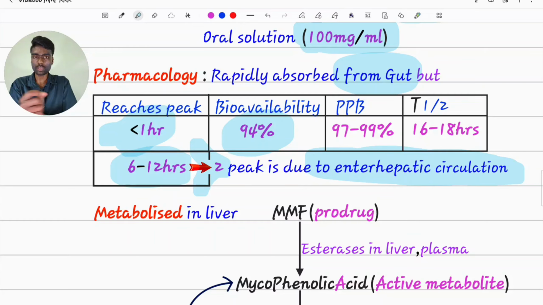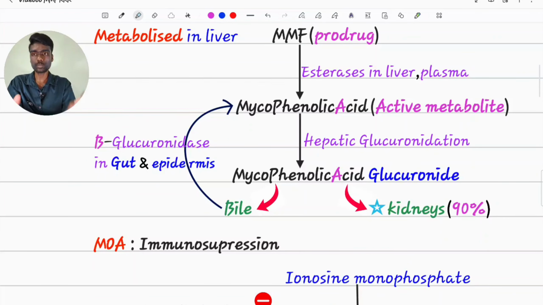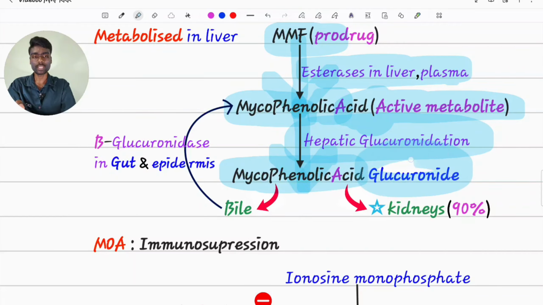94% is bioavailable. 97 to 99% of the drug is bound to albumin. T-half is 16 to 18 hours. Metabolized in liver. First of all, this prodrug, mycophenolate mofetil, gets converted to mycophenolic acid, A for active metabolite, via esterases in liver, plasma and kidneys. Later, this mycophenolic acid is glucuronidated to mycophenolic acid glucuronide. This glucuronide is water soluble and is easily excreted via kidneys.